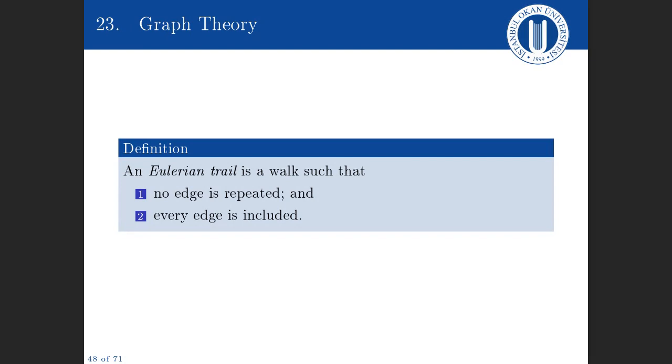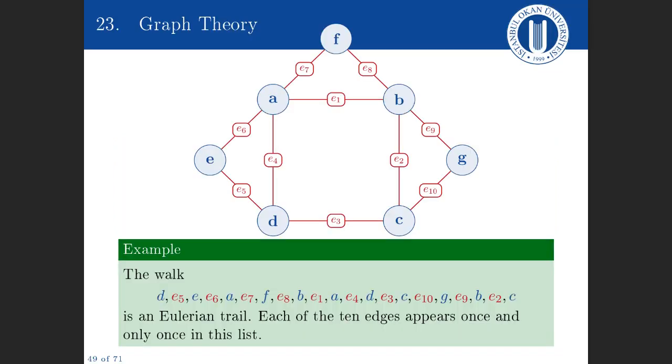An Eulerian trail is a walk which satisfies two rules. Rule number 1, no edge is repeated. And rule number 2, every edge is included. So for example, I'm saying that this walk, written down here, is an Eulerian trail. I'm saying that all of the 10 edges appear in this list one time and only one time in this list.